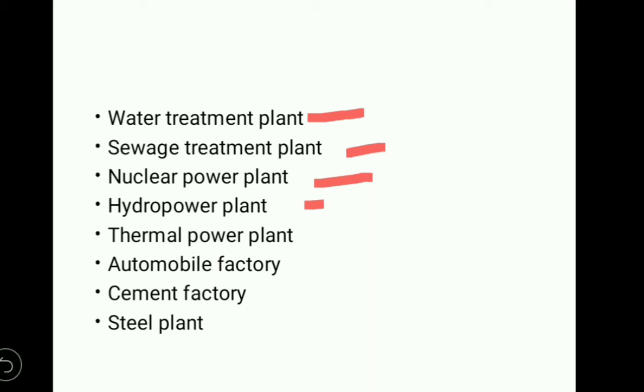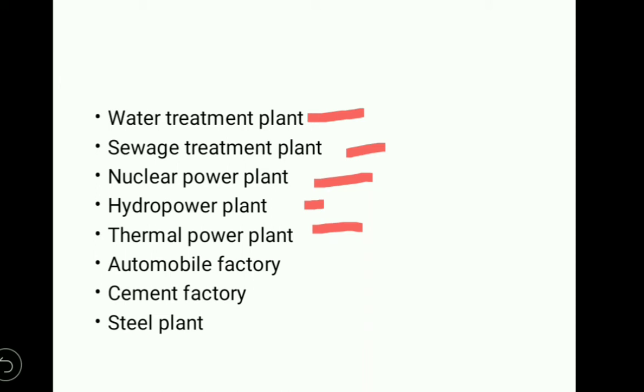Hydro power plants. Hydro power is converted into electricity. Hydro power is an input energy, so you can call it a hydro power plant. Similarly, thermal power plants. A thermal power plant means thermal energy converted into electricity.